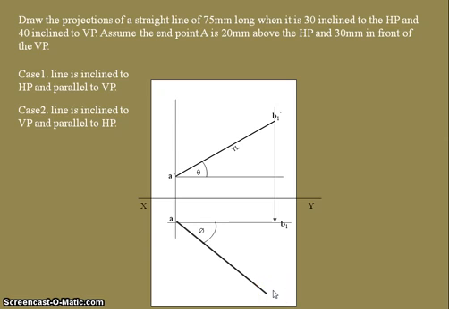Then draw the front view. In this case this is the top view with the true length, and next we need to draw the front view. How will you get the front view? From this end point, that is B2, we draw a construction line, then we get the front view here for the second case.